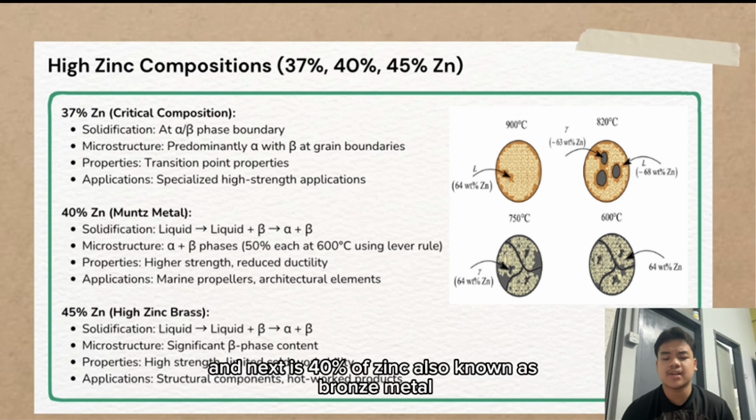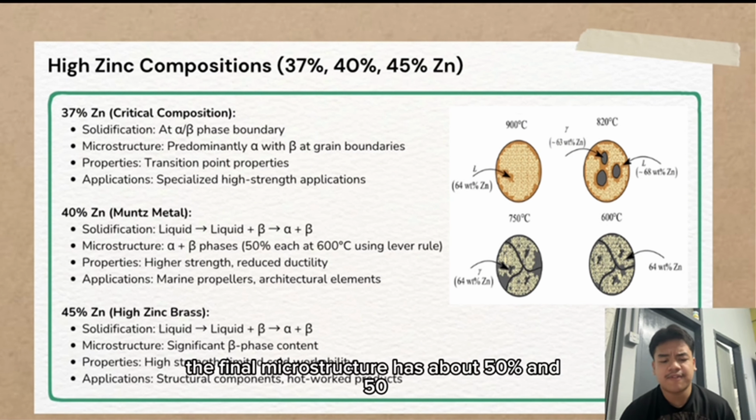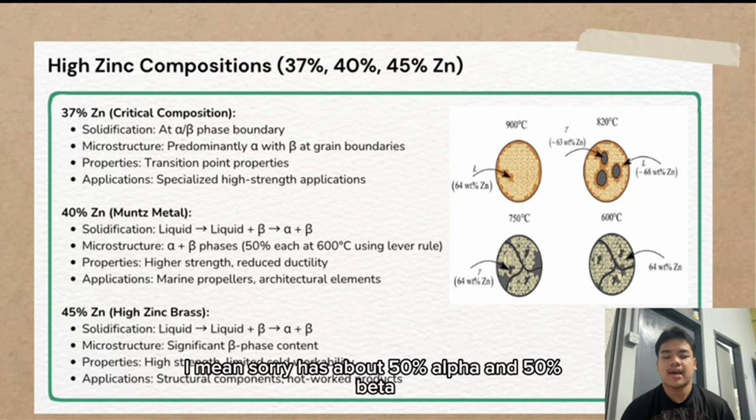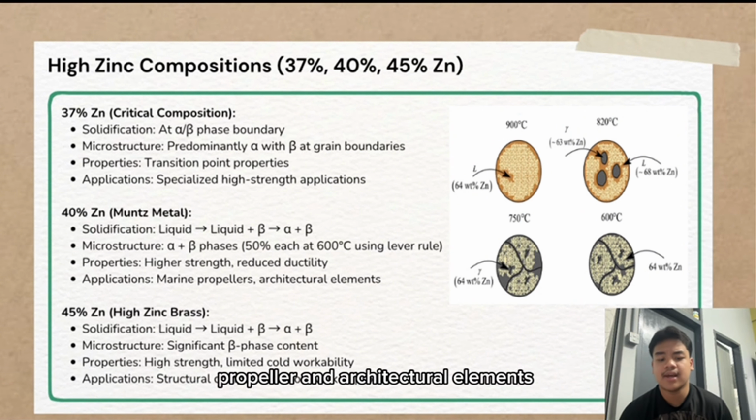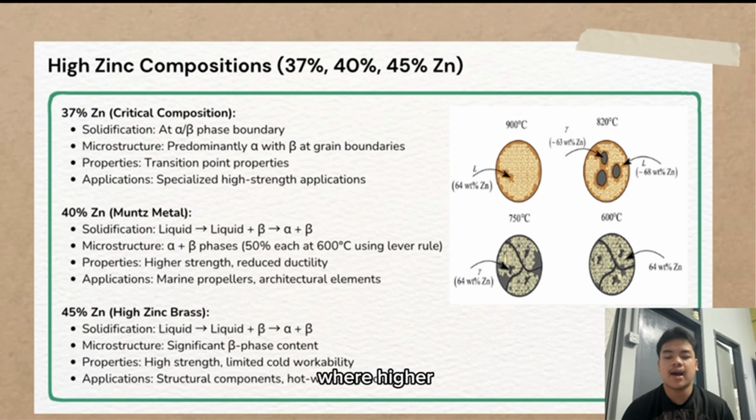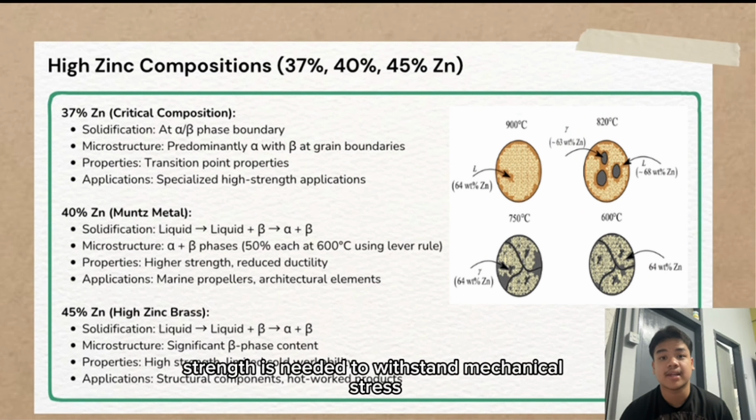And next is 40% zinc, also known as Muntz metal. Solidification involves both beta and alpha phases. The final microstructure has about 50% alpha and 50% beta at around 600 Celsius. This mixture provides higher strength but also reduced ductility. It's suitable for applications like marine propellers and architectural elements where higher strength is needed to withstand mechanical stress.